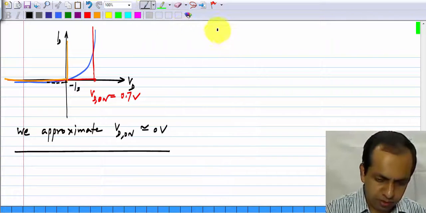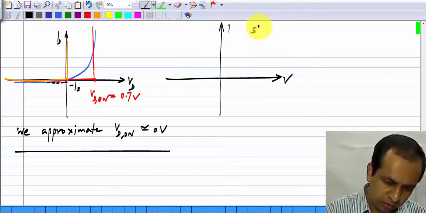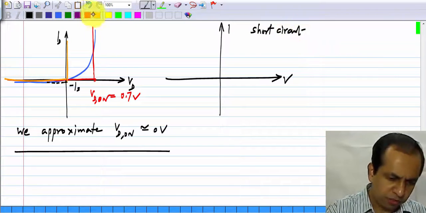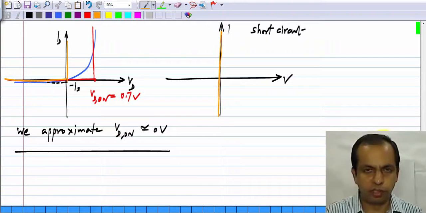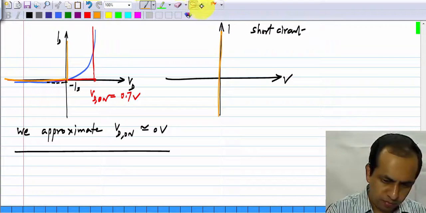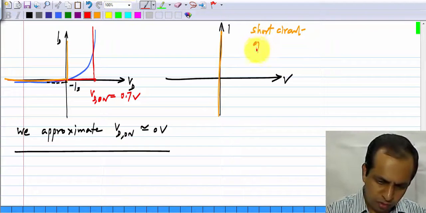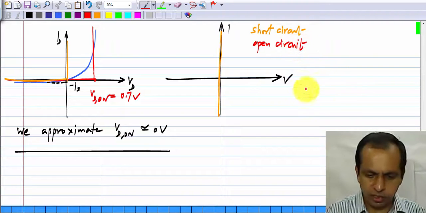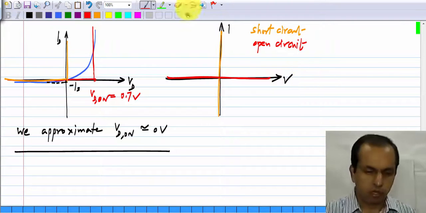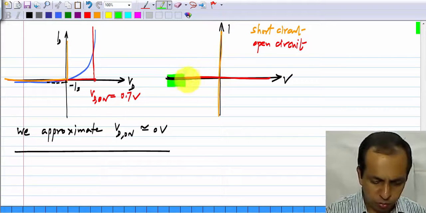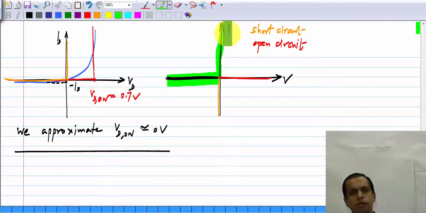If you remember, the I versus V of a short circuit is as follows. It is this, it will have 0 voltage regardless of the current that is flowing, and the IV characteristic of an open circuit, it is like that. It will have 0 current regardless of the voltage across it. Now, the diode is a combination of these two. It is an open circuit in this part in reverse bias region and a short circuit in the forward bias region. So, that is another approximation to the diode characteristics.